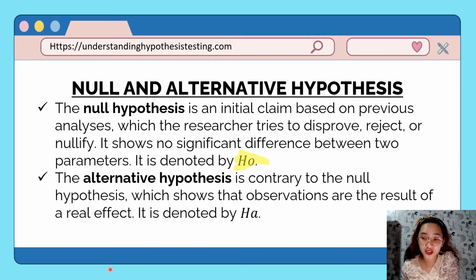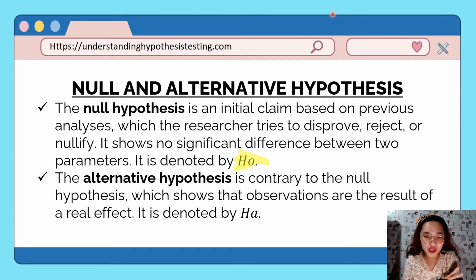And of course, as a contrary to null hypothesis, ay ang ating namang alternative hypothesis, which shows that the observations are the result of a real effect. So, itong alternative hypothesis kasi natin na ito yung ating tinetest na kung saan we are hoping na ma-prove natin siyang totoo. And if yung null hypothesis natin shows no significant difference, ito namang ating alternative hypothesis shows a significant difference. Ayan. It is denoted by HA or H sub A. Kahit ano. Basta yan po yung kanyang symbol.